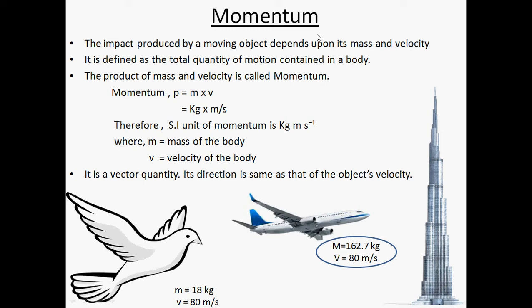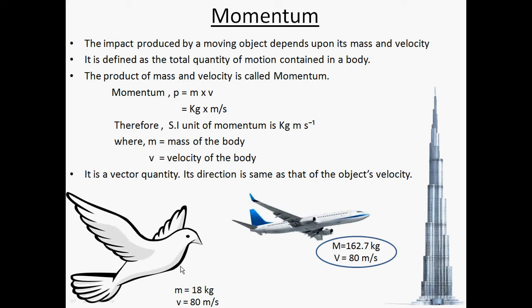So students, this term momentum has innumerable applications in the field of automobiles, the aircraft industry, sports and various other fields. Now, take an aircraft, the lightest aircraft, of mass 162.7 kg, that is BDJ5, traveling with a velocity of 80 meters per second. So we have the mass and velocity of this aircraft.